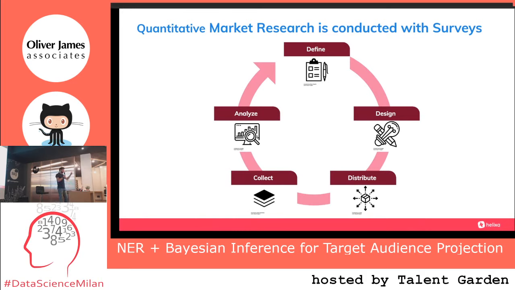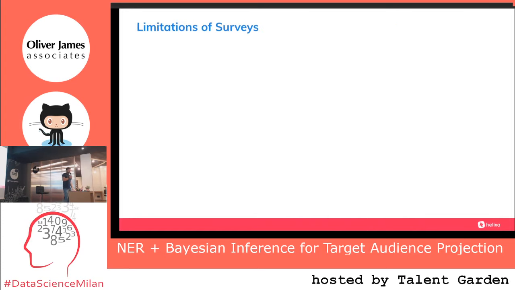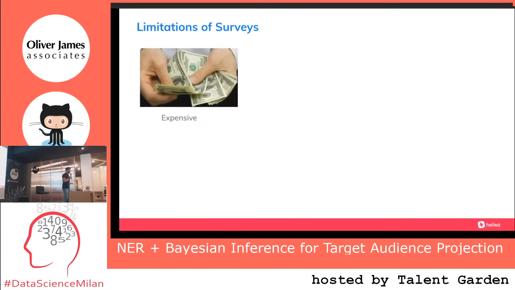And quantitative market research is traditionally done using surveys. So all of the marketers define some questions, then they design the panel, so they have to design how they're gonna find those people to build the panel, how they're gonna reach them. You design the whole experiment, and then you need to distribute this survey, collect the results, and then analyze them. So it's quite a long journey.